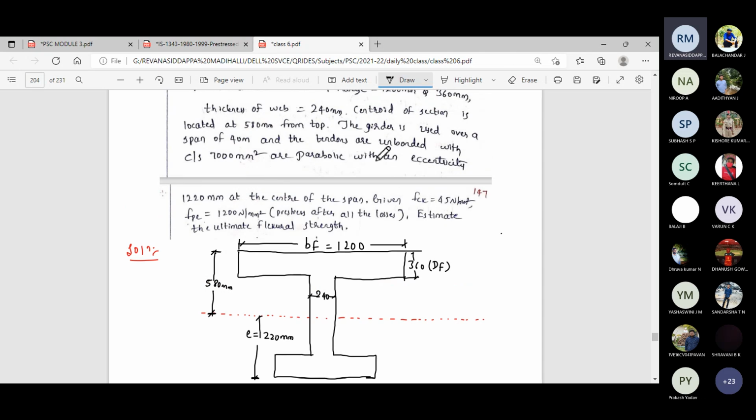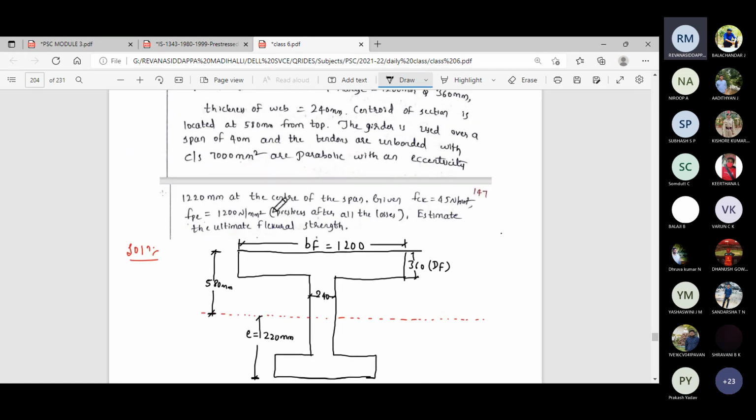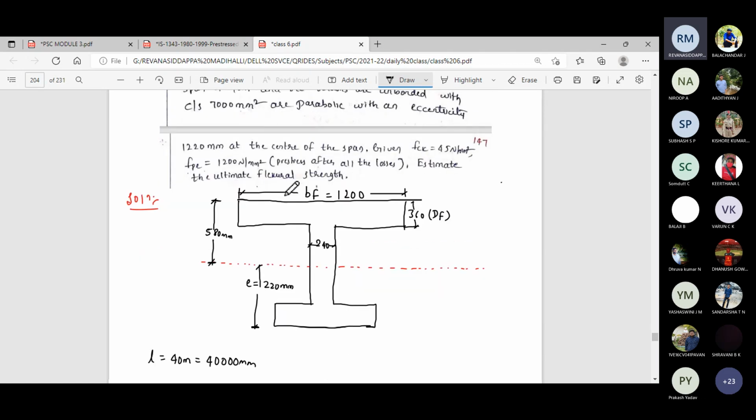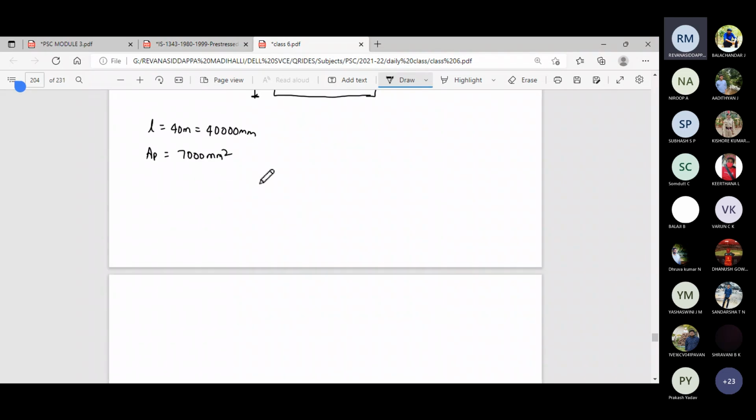That also I mentioned. The girder is used over a span of 40 meter. Length of the beam or length of the girder is given. It is given as 40 meter, nothing but 40,000 mm. The tendons are unbonded with the cross section 7,000 mm square. Area of pre-stressing steel, area of tendon is given. AP is given as 7,000 mm square. Okay, and he says that it is unbonded tendon.